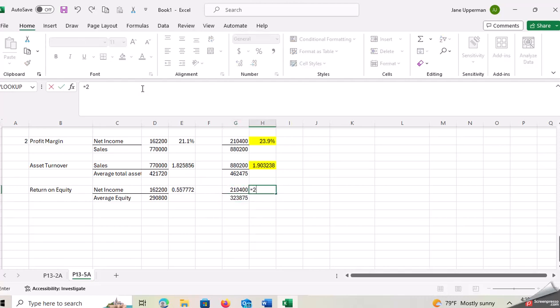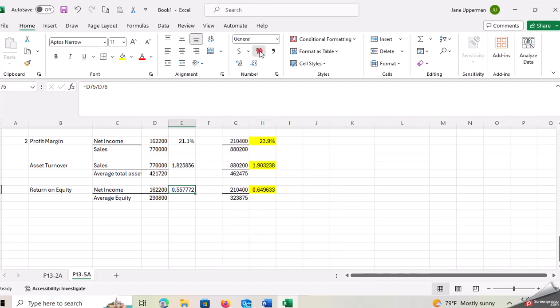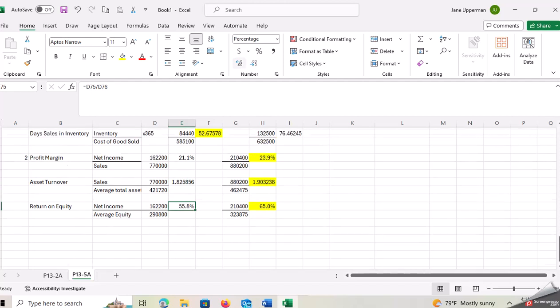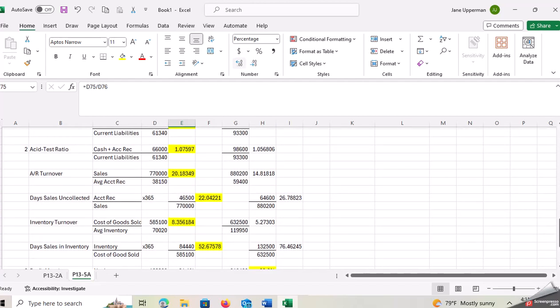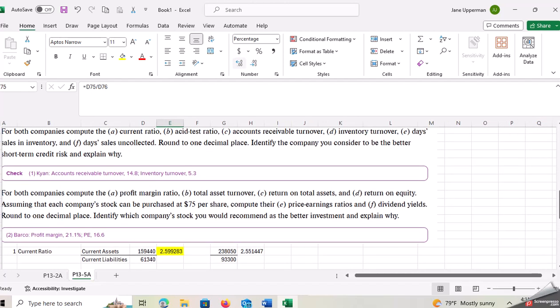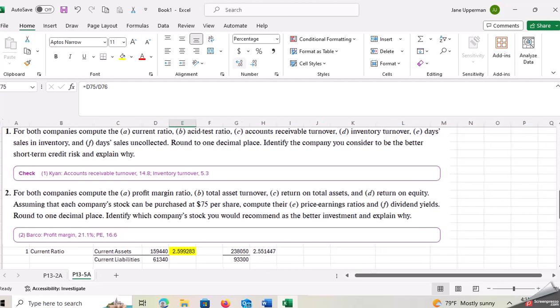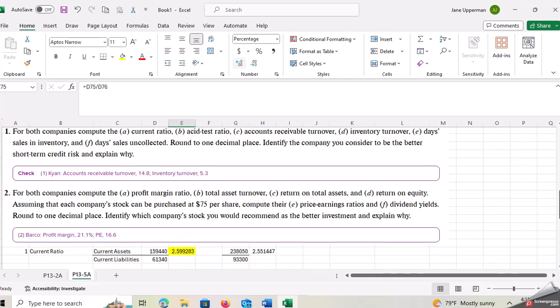And then our formula is going to be the 210,400 divided by 323,875. And that is also going to be a higher return. Now, these two you could make percents. And the last thing, and again, there are other ratios though, so this didn't do all of them, but it just shows you how to do them. So you always want to have the formulas in front of you.